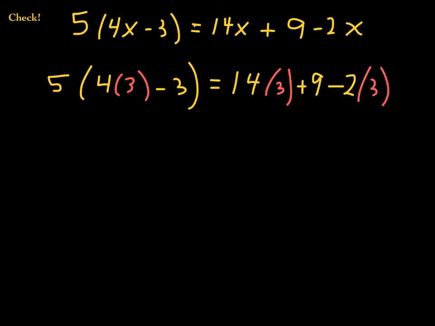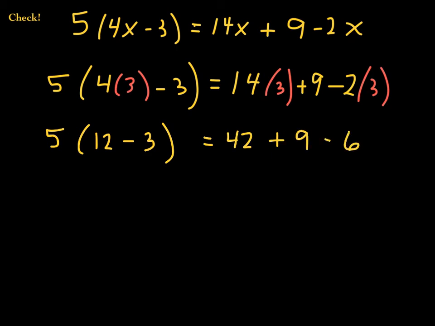So notice that I replaced all of my variables with the number 3. Okay? And supposedly, this is going to make the expression on the left equivalent to the expression on the right. Let's see. This is 4 times 3 is 12 minus 3. On the right, 14 times 3 is 42 plus 9, and then negative 2 times 3 is negative 6. I'll continue. Over here on the left, you had 5 times. Now 12 minus 3 is 9. And over here, 42 plus 9 is 51. 5 times 9 is 45, and 51 minus 6 is 45.